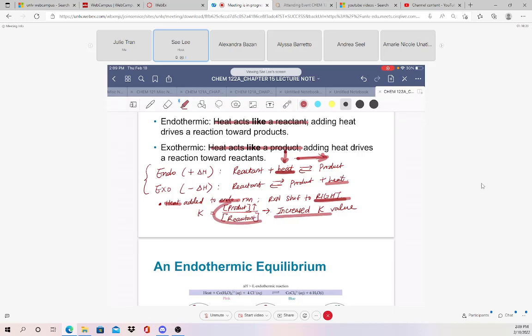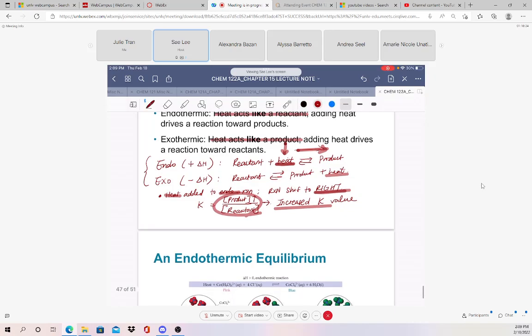Why? Because of this. Let's take a look at another scenario. Let's say heat is added to an exothermic reaction.